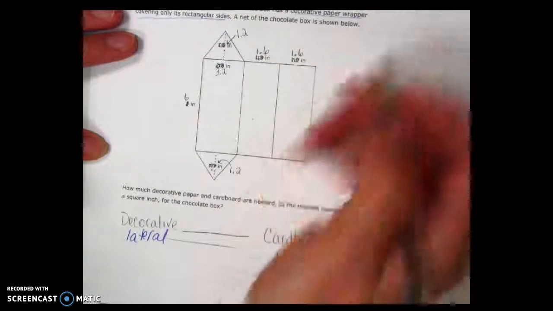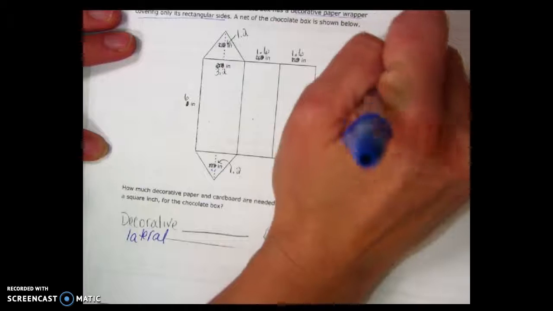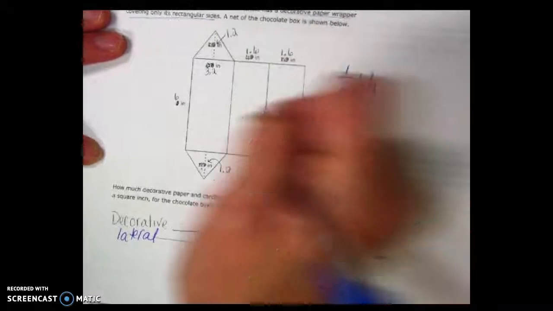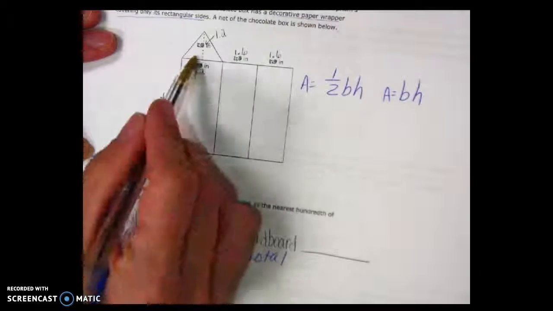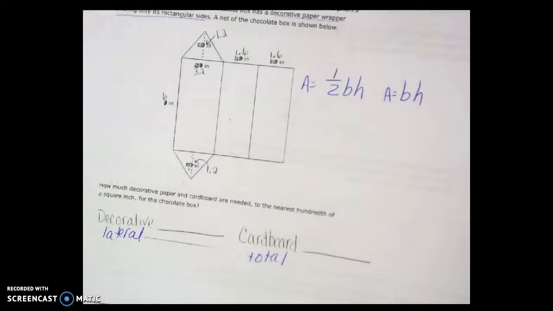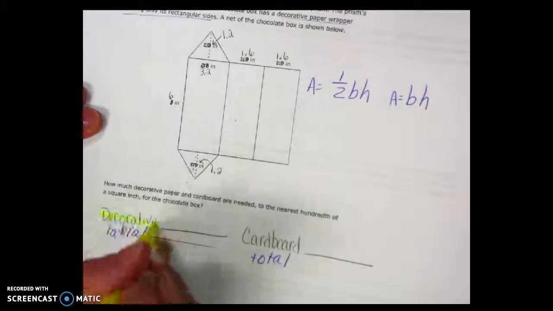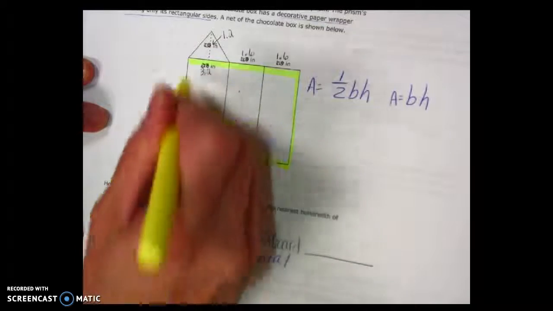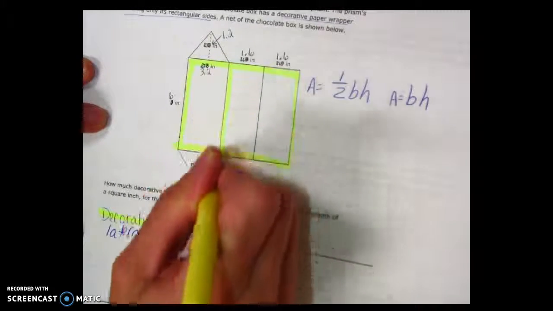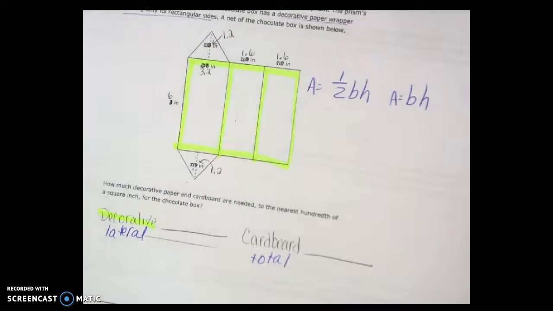Okay, so on your triangles, remember it's 1/2 base times height. And then on your rectangles, it's just base times height. These two triangles should be identical. They're congruent because they're the bases. So the lateral or the decorative would only be these 3 right here. And then to do the cardboard, you would do those 3, but then also add your 2 triangles.